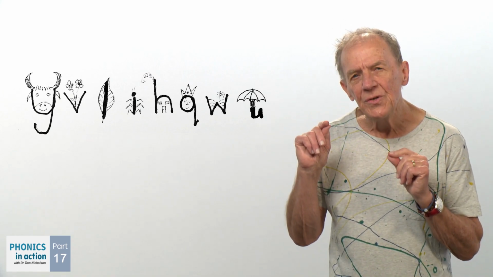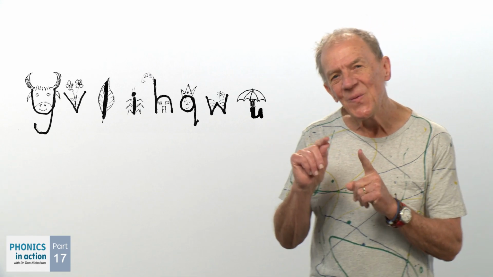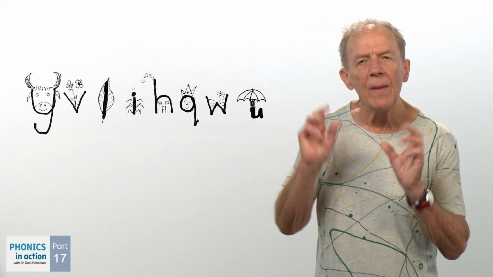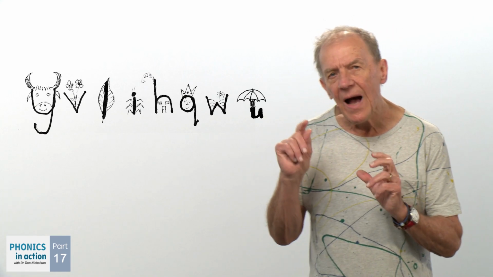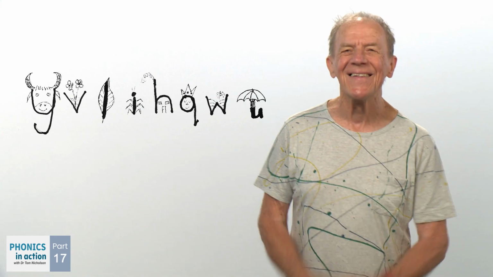And the Q sound, the Qu, there's a picture of a queen. And the W sound, there's a picture of a spider web. And the U sound, there's a picture of an umbrella.